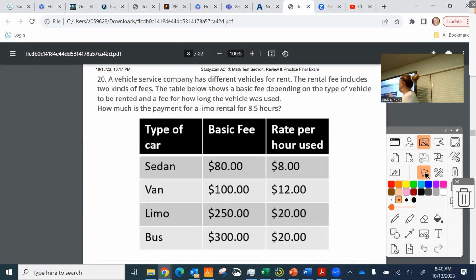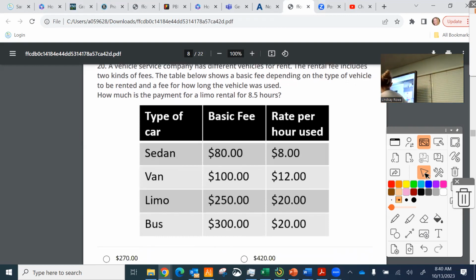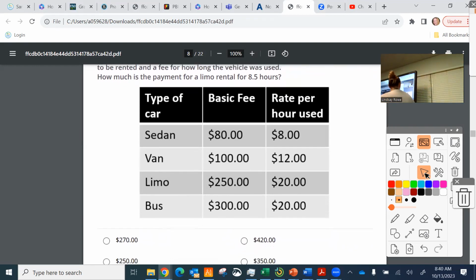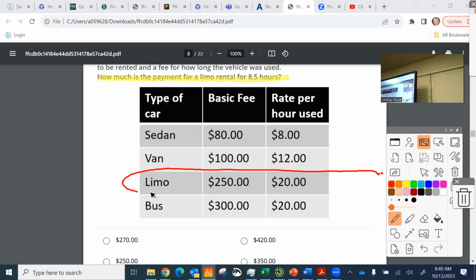All right. There's so many words in this problem. I think it's dumb. Really, how much is the payment for a limo rental for 8.5 hours? They could have just asked you that. Now look, everything you need to know is here. You don't need to know how much it is to rent a sedan, a van, or a bus, but it's going to cost you $250 plus $20 times 8.5.